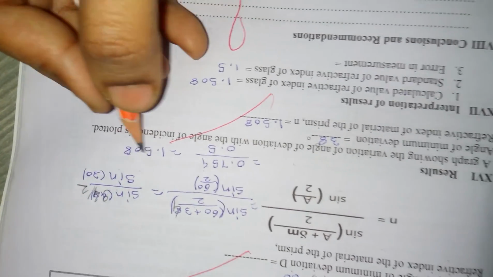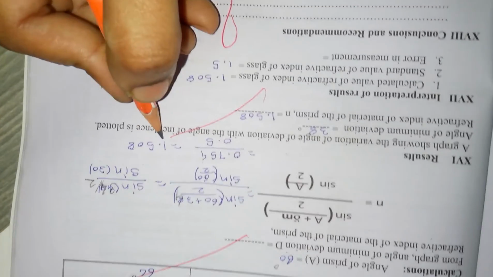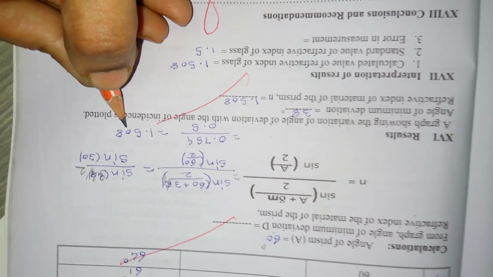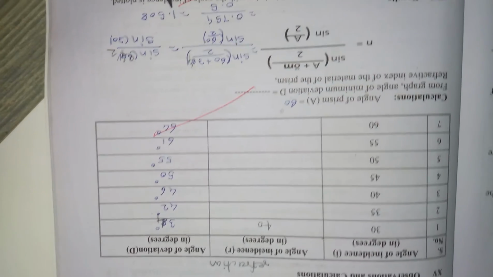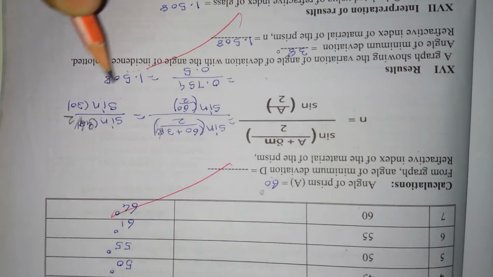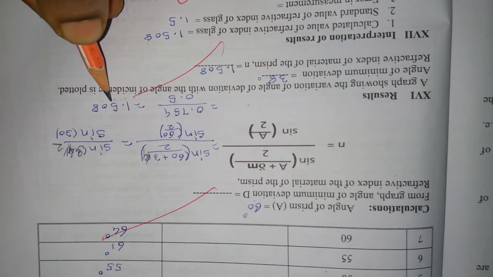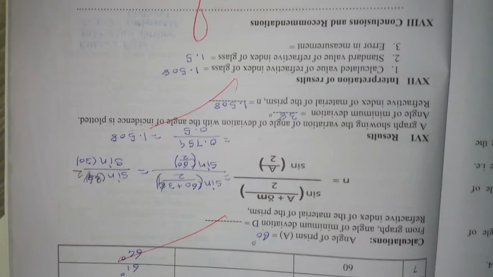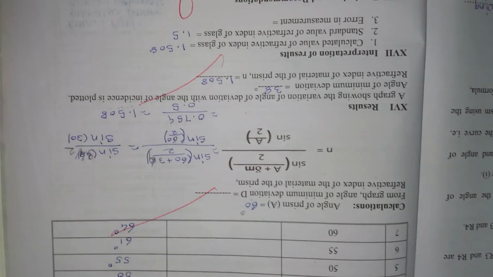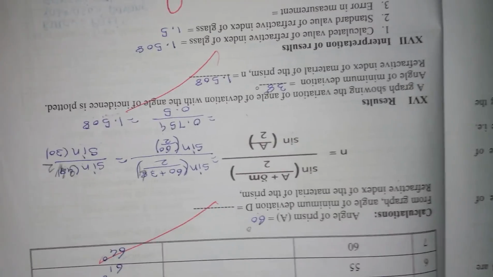Then when we find that value, it is approximately equal to 1.5. Therefore we write the value as 1.5. But when we solve this, it is also equal to 1.508. That's all about the angle of incidence and angle of deviation. Thank you.